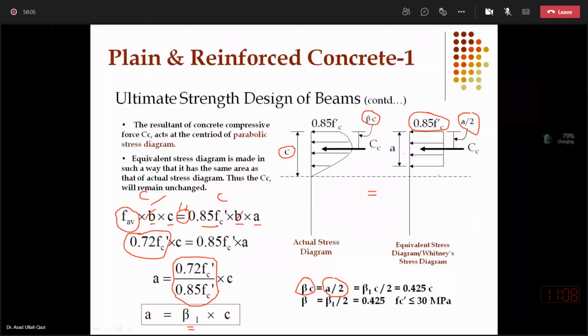If I replace what I have calculated, A equal to beta 1 C, I am putting A over here as beta 1 C divided by 2. On the left hand side is beta C. Now on the right hand side is beta 1 C over 2. C and C are present now on both sides. So I will be left with beta is equal to beta 1 over 2. And it is given over here.